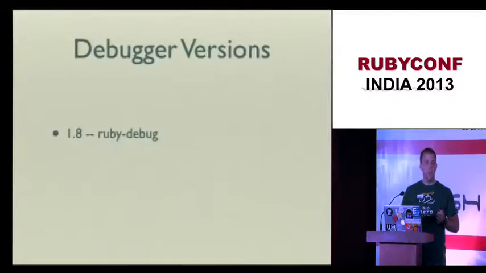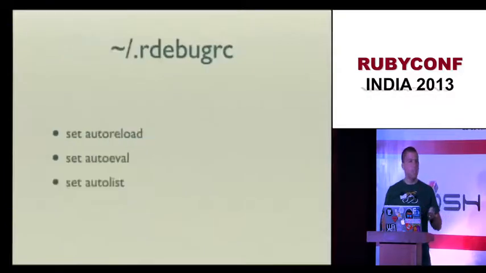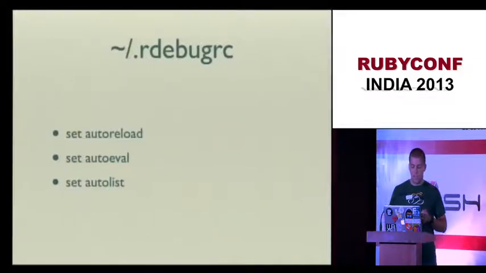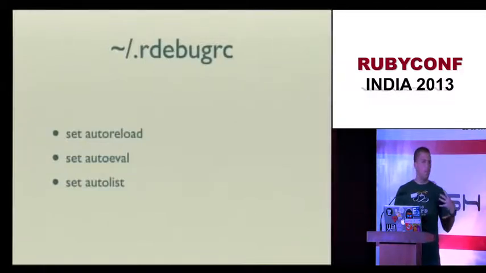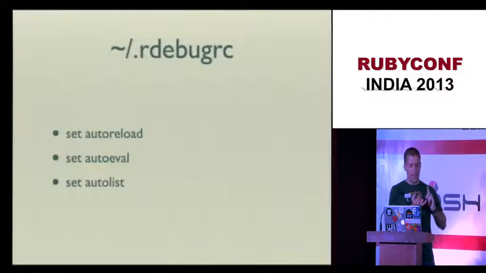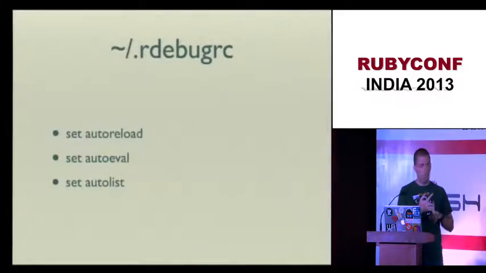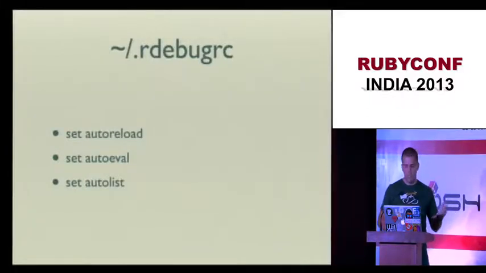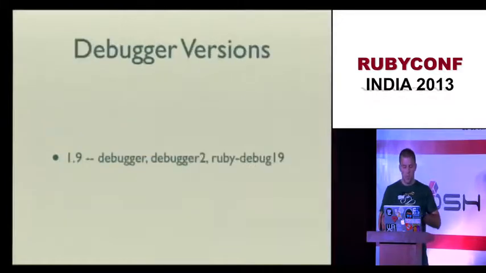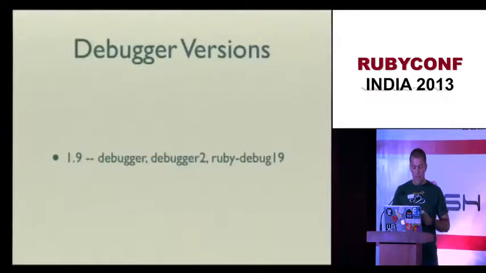So if you're going to use Ruby 1.8 real quick, you will want to set a couple of default options in your rdebugger. This is auto reload, auto eval, auto list. This will give you the behavior that you've seen in this case study from earlier. Later versions in Ruby 1.9, and that includes debugger, byebug, debugger 2. These are the defaults. You don't have to set these manually. So there's been that lag time.